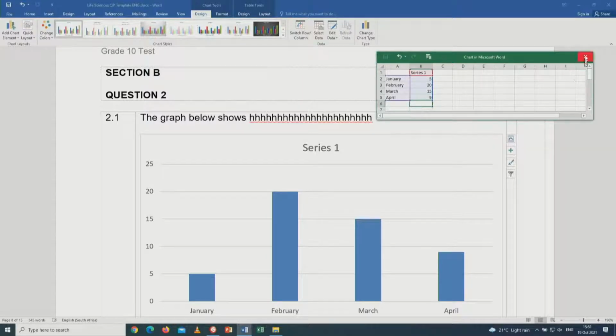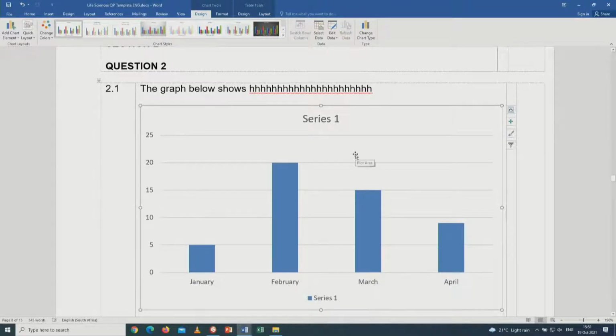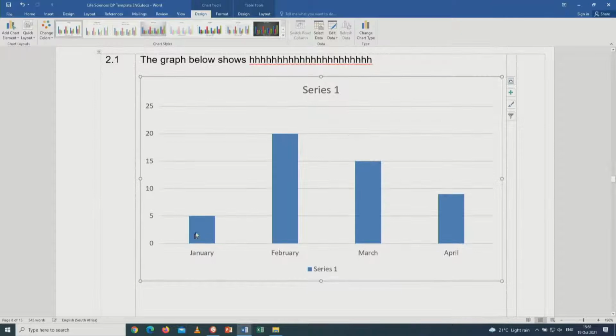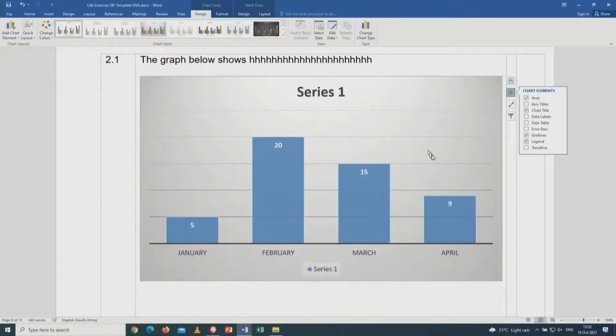Now, if I close that again, let's do it now. My graph is in my paper. Not like I want it finally, but at least months and rainfall figures are there now. Now I can go and edit my graph. So if I click anywhere in this graph, nowadays the Word formats, the Office formats, have the editing right here at the right hand side. So if you press plus, it shows you I can edit axes or titles or whatever. In the older versions, it's on top there. You format your graph and then you work there from the top.